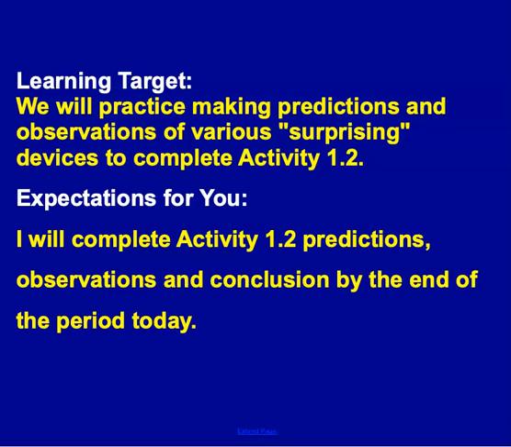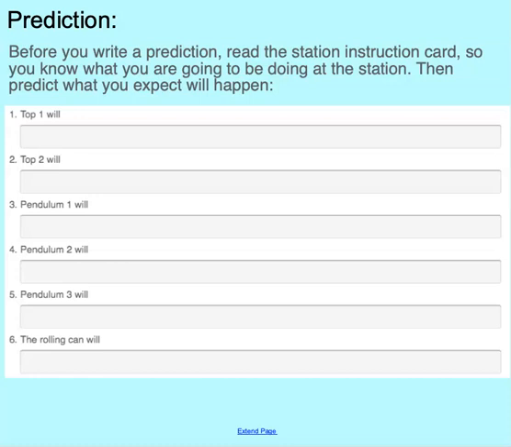If we take a look at the book, towards the top it's going to ask you to make predictions, and it says before you write a prediction, read the station instruction card so that you know what you're doing at each station. Now obviously if you're watching this video, it's because you're online for whatever reason. We might be virtual, you might be absent, you might be on vacation trying to stay caught up, but for whatever reason you're not here in class, so you don't have a station card, but I did include the cards.